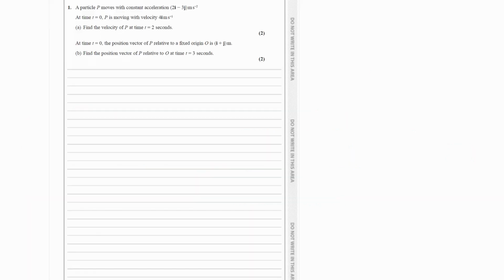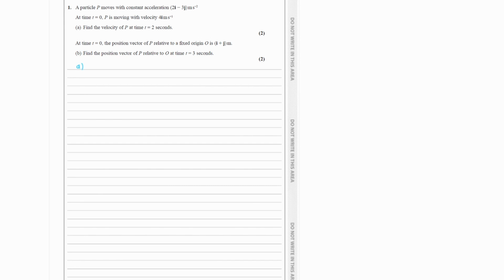This question says, the particle P moves with constant acceleration 2i minus 3j meters per second squared. At time t is equal to 0, P is moving with a velocity 4i meters per second. Part A, find the velocity of P at time t is equal to 2.